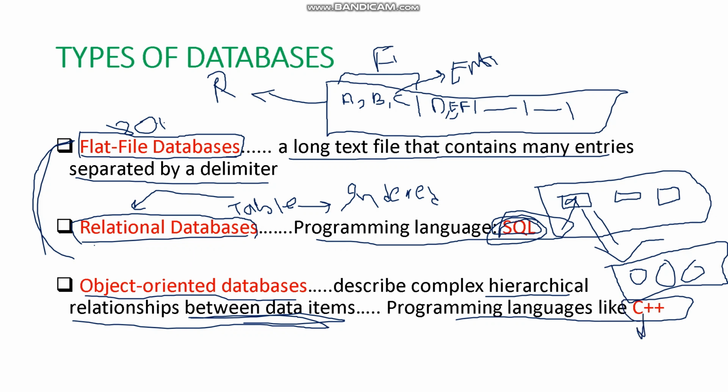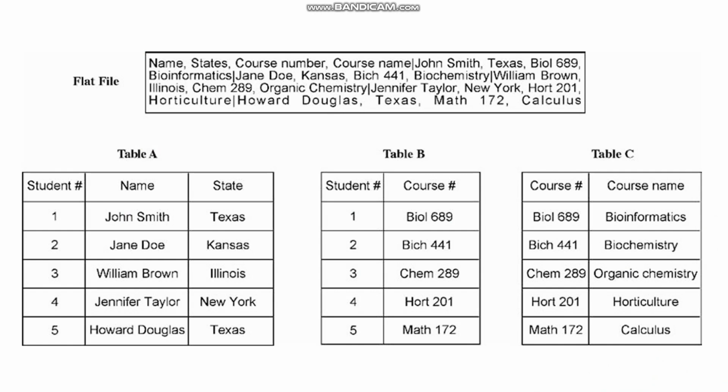Now we also use Python, JavaScript. Like that, that is a flat file. That is the data. The first is the name, then the state, then the course number, then the course name. Then again the name, the state, the course number, the course name. This is the first student, S1.